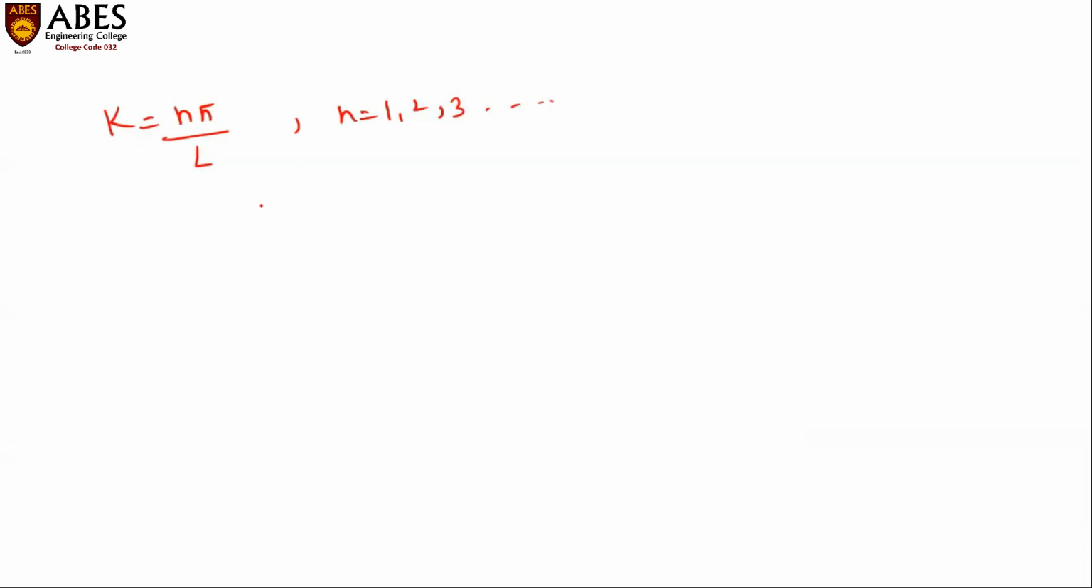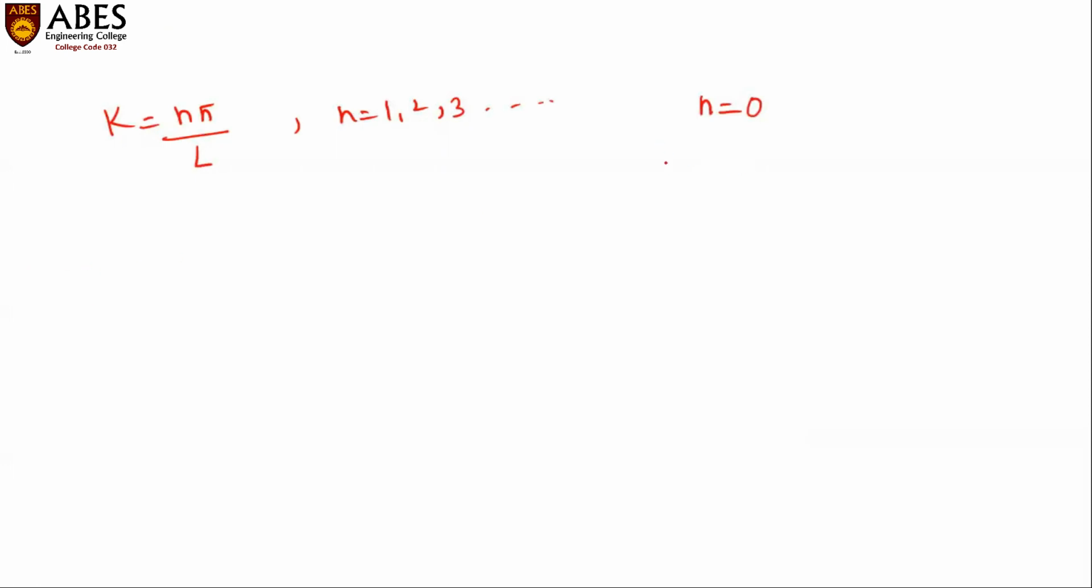Why are we not choosing n equal to 0? If n is equal to 0, that means psi is equal to 0 everywhere. It means that the particle is nowhere inside the box, which is impossible. Here we are considering the particle is inside the box. So we cannot consider n equal to 0. That's why n starts from 1.